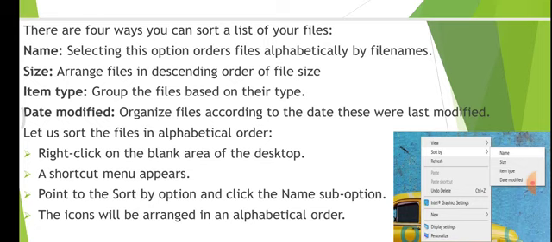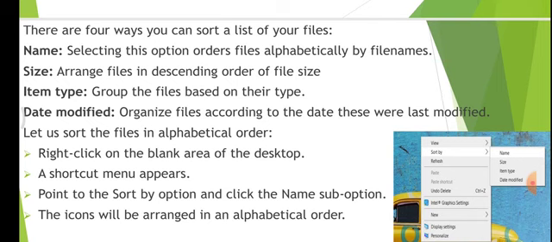Let us sort the files in alphabetical order. Right click on the blank area of the desktop. A shortcut menu appears. Point to the Sort by option and click the Name sub option. The icons will be arranged in alphabetical order.